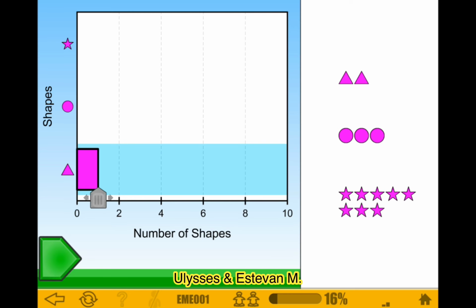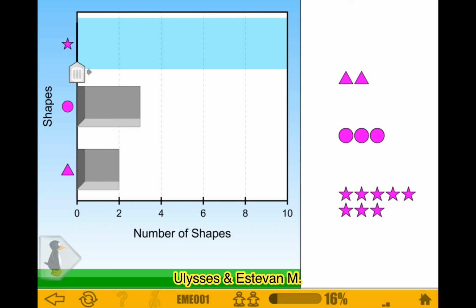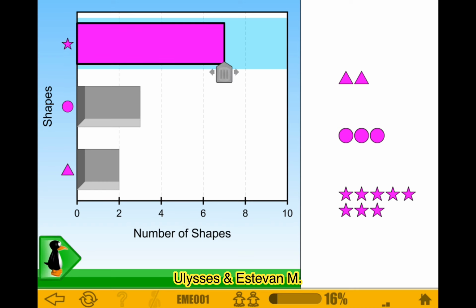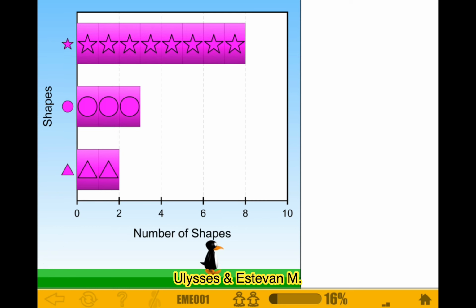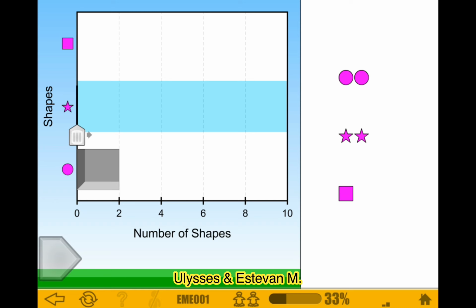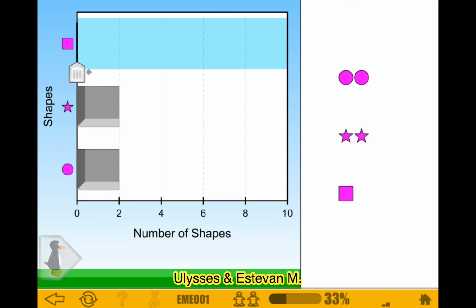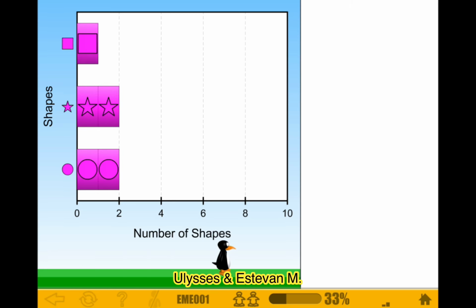Okay, anyways. 2 triangles. And then 3 circles. But this time there is 8 stars. Not like it goes 2, 3, 4. This time 2, 3, 8. Okay. So let's see. Okay, so it's 2 circles. 2 stars. And 1 square. 2 minus 2 equals 0. Plus 1 equals 1. Boom.